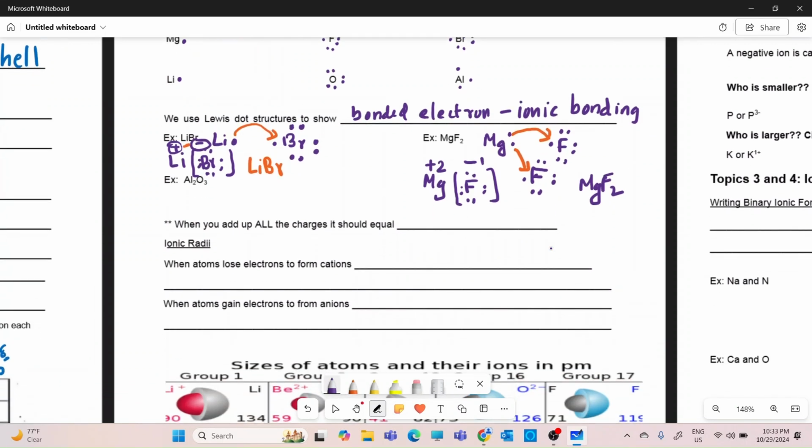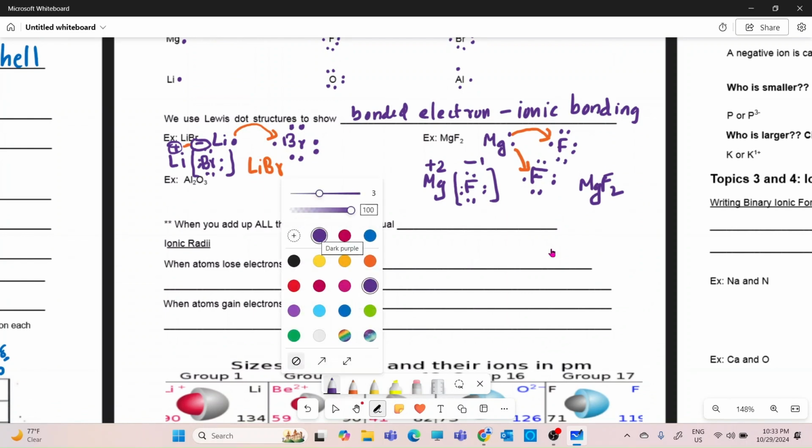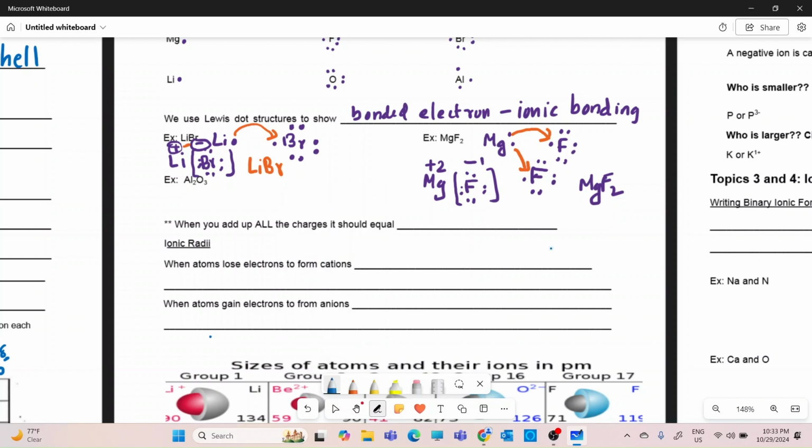Okay, now it is your turn to try the next one. Everyone go ahead and pick aluminum. Aluminum will need more space. Okay, aluminum has 3 electrons, and oxygen has 6 electrons because it is in the 16th group. Aluminum wants to donate 3, but oxygen needs only 2. Let's see how we can do it.